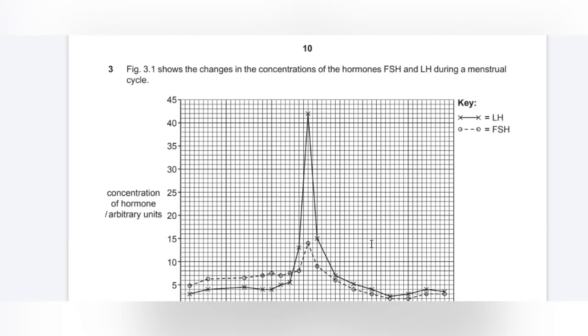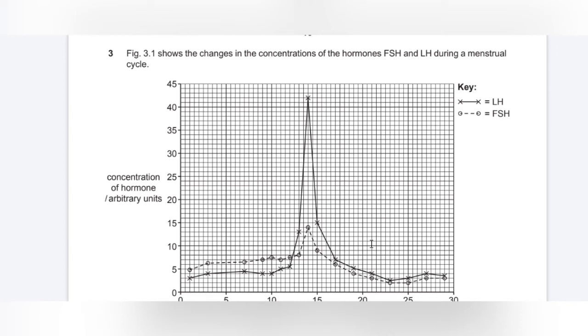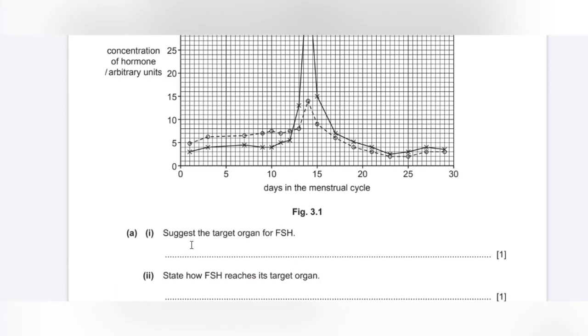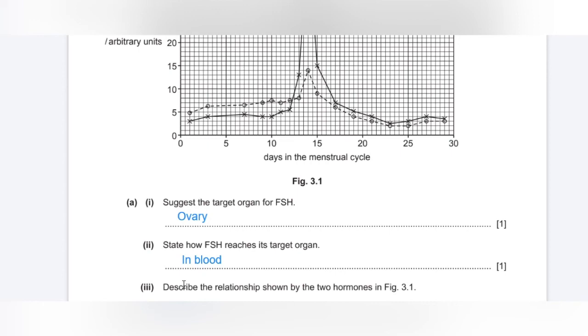Figure 3.1 shows changes in the concentrations of hormones FSH and LH during a menstrual cycle. 1. Suggest the target organ of FSH, that is the ovary. 2. State how FSH reaches its target organ. It's dissolved in blood. 3. Describe the relationship between the 2 hormones in figure 3.1.